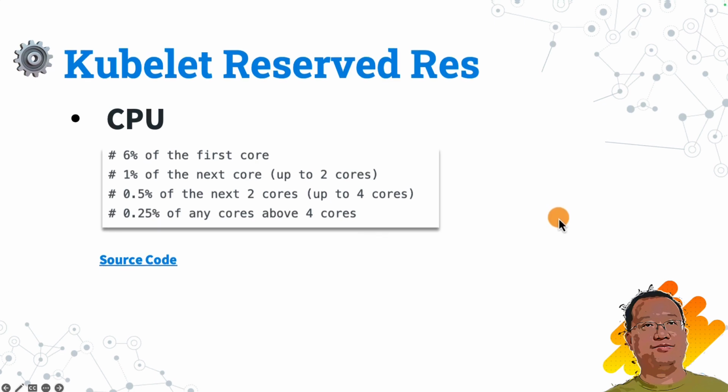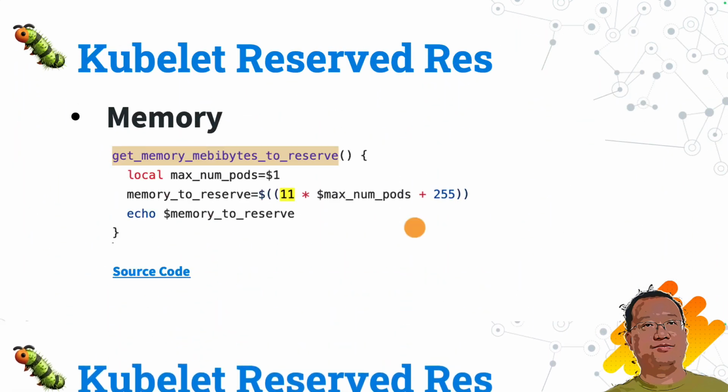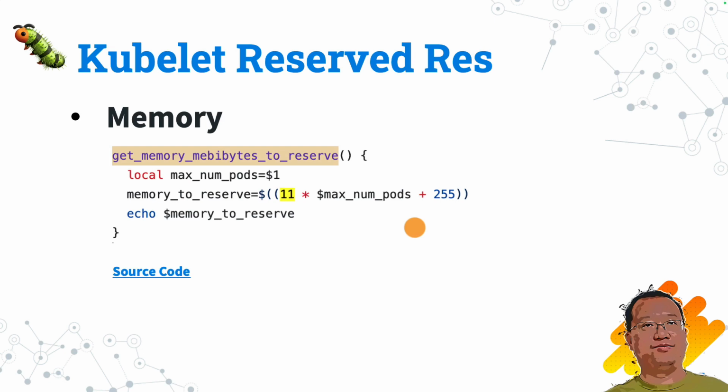How about Kubelet memory usage? There is no memory usage AWS doc. We can only find the memory usage in source code. There is a memory reserved formula. It will return how many megabytes will be reserved by Kubelet. The formula is 11 multiplied by the max number of pods on the instance, plus 255. There is a source code link.